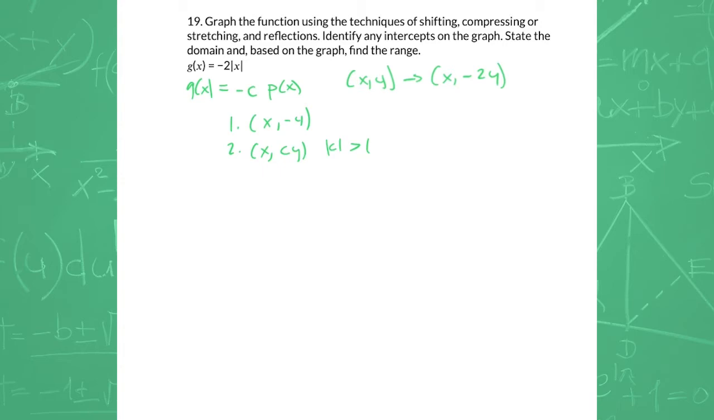So to graph this, let's start by graphing our parent function. The absolute value function looks like this. That means after a reflection across the x-axis, it'll look like this. And after a vertical stretch, it'll look like this.